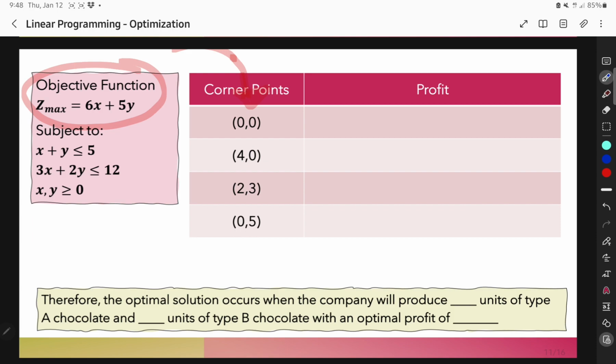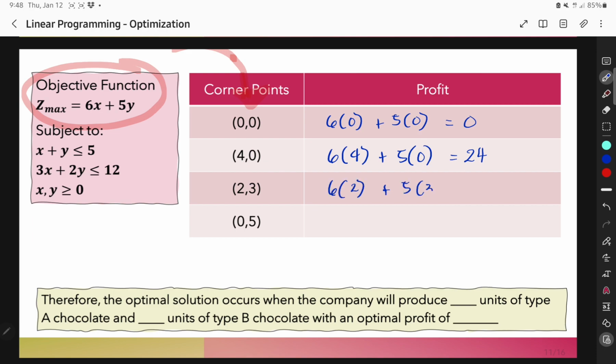So in here you have 6 times 0 plus 5 times 0. So obviously you have no profit because you did not produce any product. Okay, next is you have 6 times 4 plus 5 times 0. So this will give you a profit of 24. Okay, and then you have 6 times 2 plus 5 times 3. So this is 27. And 6 times 0 plus 5 times 5 equals 25.